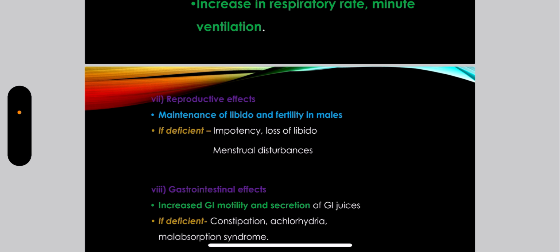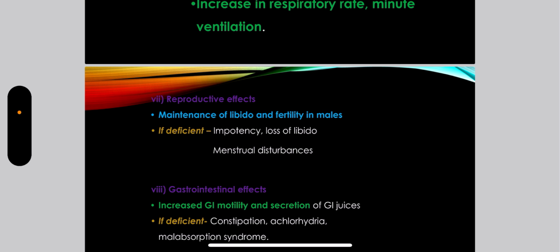Reproductive effects, again very important. It is helpful in the maintenance of libido and fertility in males. So if it is deficient, there will be impotency and loss of libido. But in females, there will be disturbances in the menstrual cycle. Very important point to note here is that in hypothyroidism, there will be menorrhagia, and in hyperthyroidism, there will be oligomenorrhea. It is very important. It's a very important reasoning based question. I'll discuss it in detail.